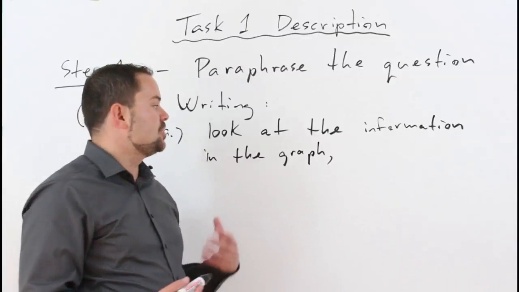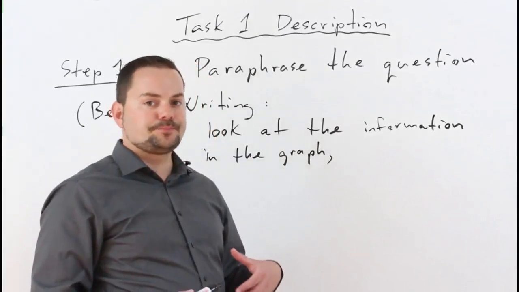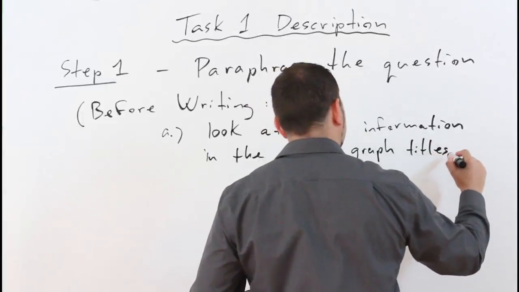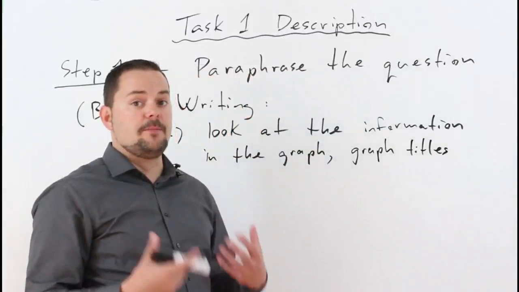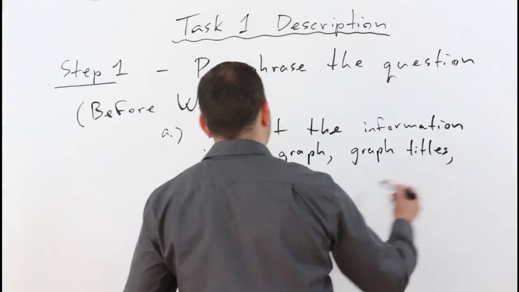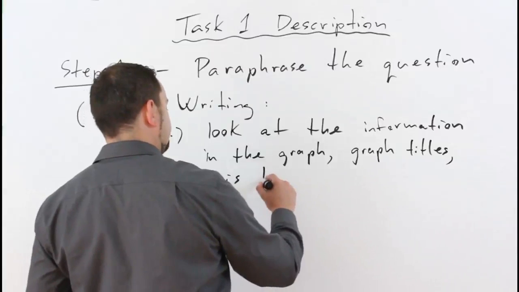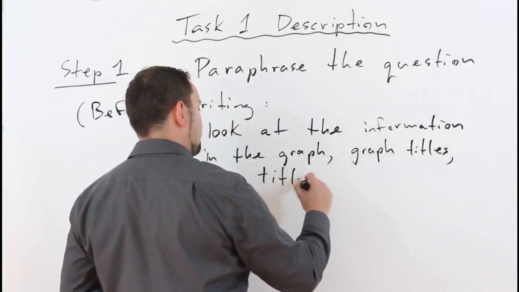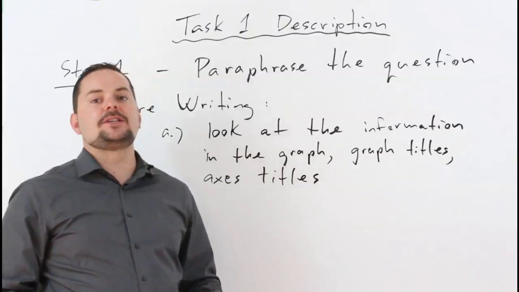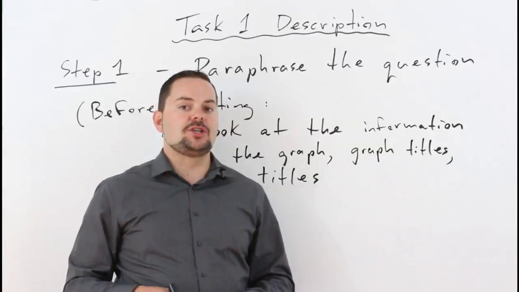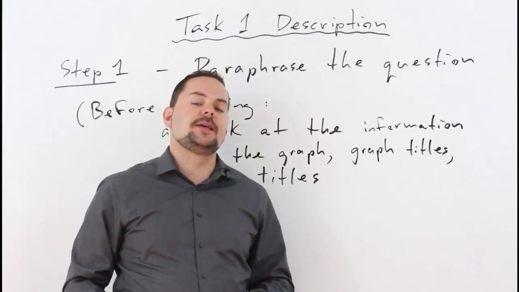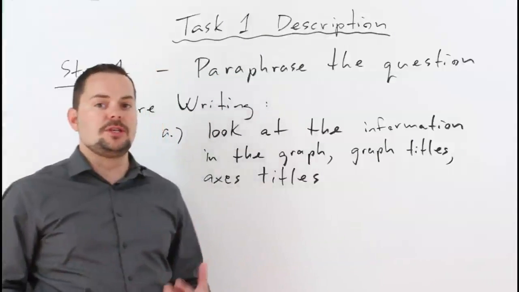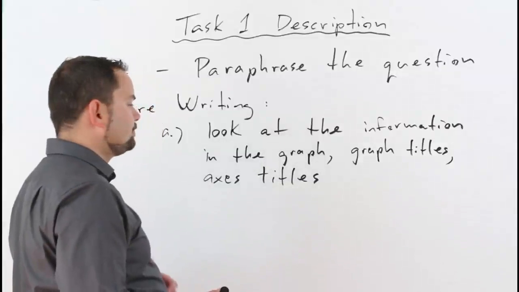And when I mean look at the information, I mean look at the graph titles. So look at what's written above each graph. Look at the axis titles. So look at your x-axis, look at your y-axis, see what information is given there, what are the titles, what are the measurements that are being used, so meters and so on. So get a clear idea about that. Again, you will use this information in your description.